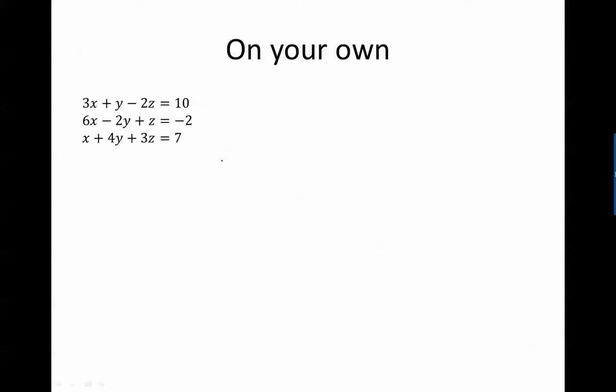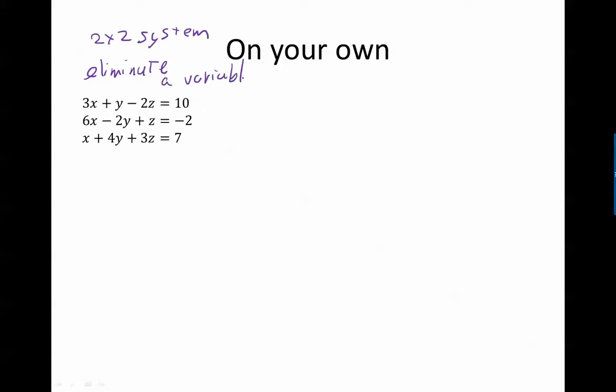All right, welcome back. Here was your practice problem. Let's go ahead and get it solved. Remember, we're going to try and make a 2 by 2 system, and we are going to eliminate a variable first. That's the goal. We're going to make a 2 by 2 system by eliminating a variable, and we're going to do it twice.